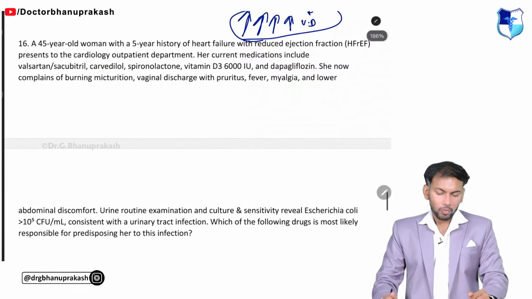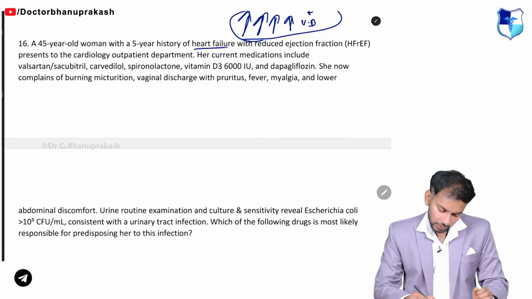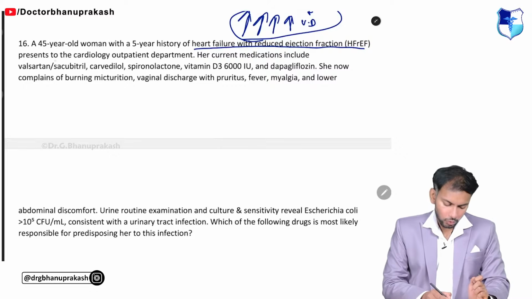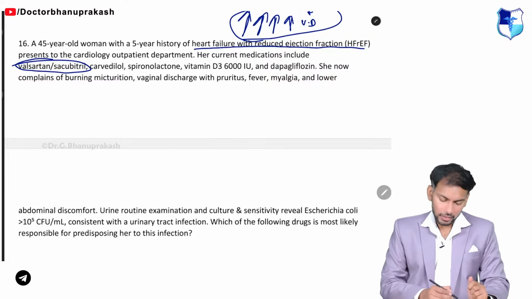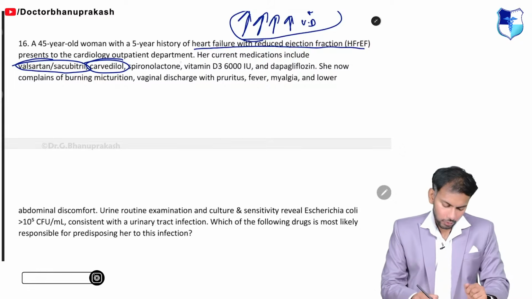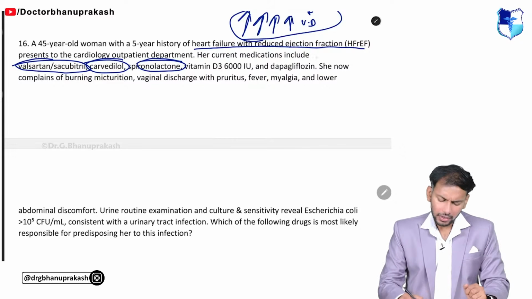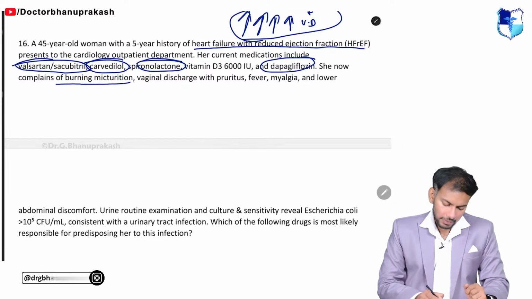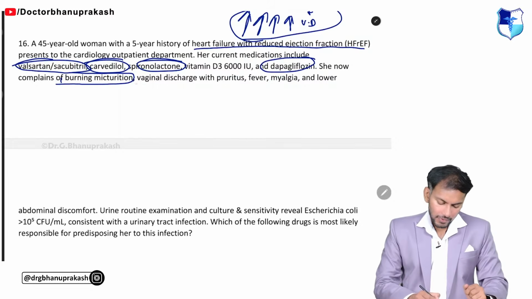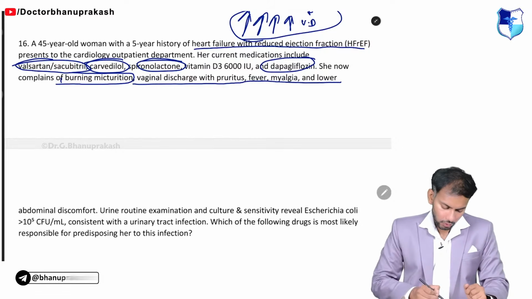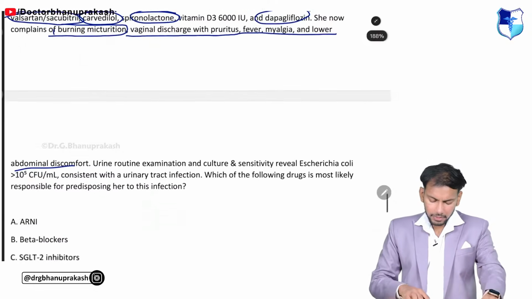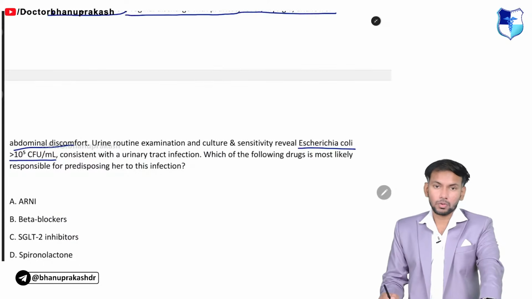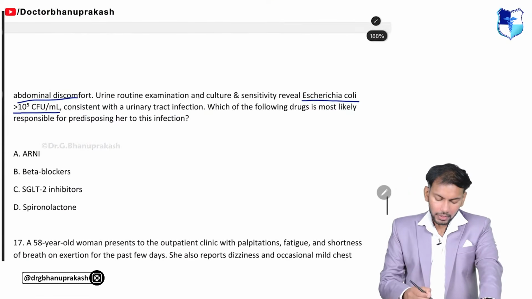A 45-year-old woman with a 5-year history of HFrEF presents to the cardiology outpatient department. Her current medications include valsartan sacubitril, that is an ARNI, carvedilol, beta blocker, spironolactone, aldosterone antagonist, vitamin D, and dapagliflozin. It is SGLT2 inhibitor. Now, she presents with complaints of burning micturition, vaginal discharge with pruritus, fever, myalgia, and lower abdominal discomfort. The urine examination was done and the culture and sensitivity reveals E. coli, more than 10 to the power of 5. Now, it is consistent with UTI.